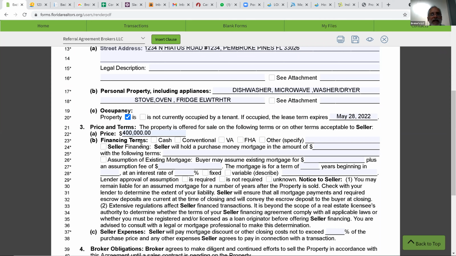3B, the financing: any terms that the owner will accept on the sale of this property. Always try to include all of them, because you want to have more potential buyers on your property. Of course, only if the property accepts FHA, because some condominiums are not authorized to do FHA loans. In this case it is a condominium, so let's forget about the FHA.